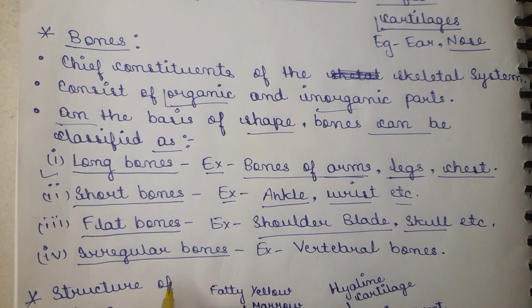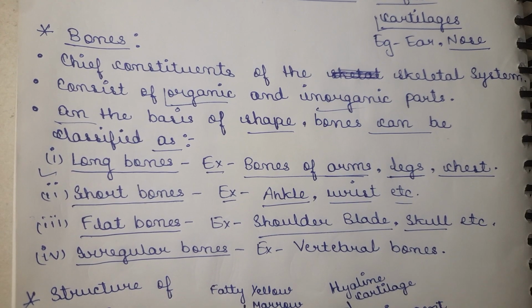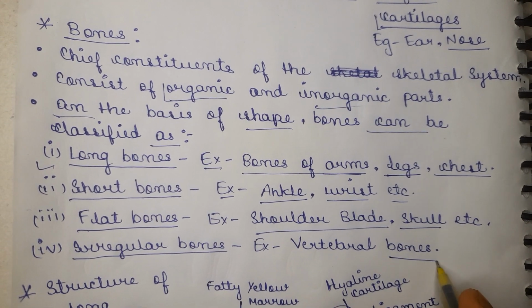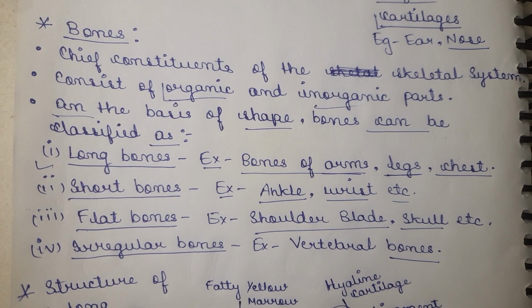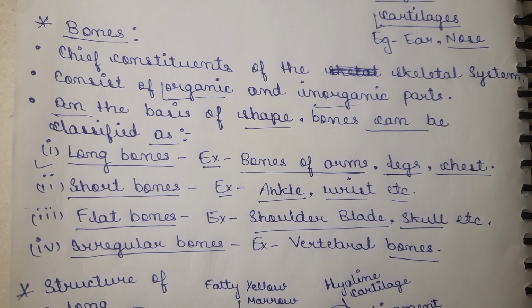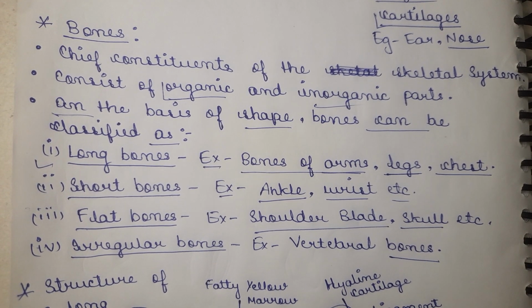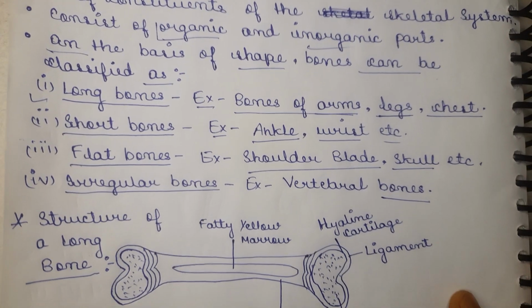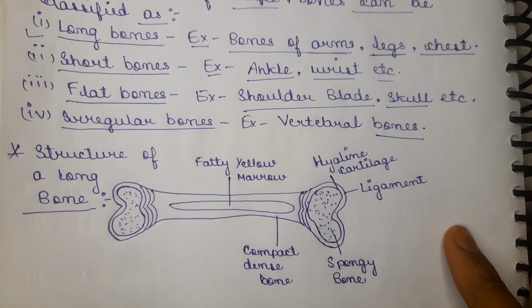Fourth one is the irregular bones. So the irregular bones basically have complex shape. For example, the vertebral bones of different organisms, not only humans but also different animals. So now the topic is about the structure of a long bone.